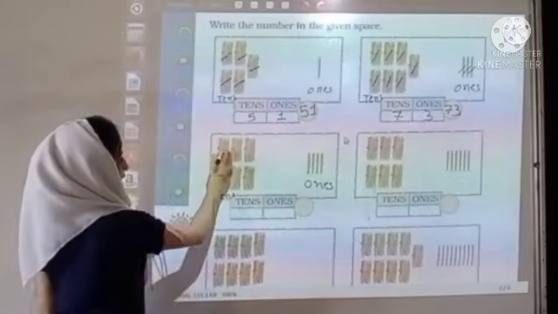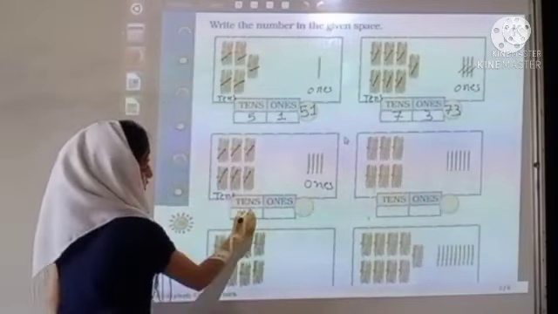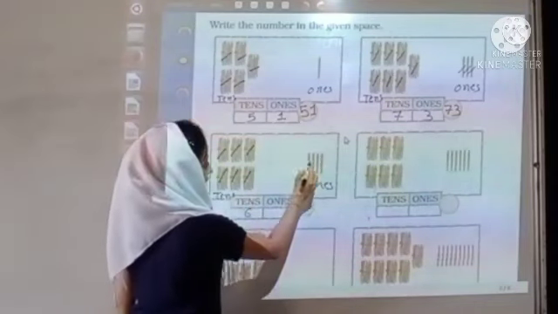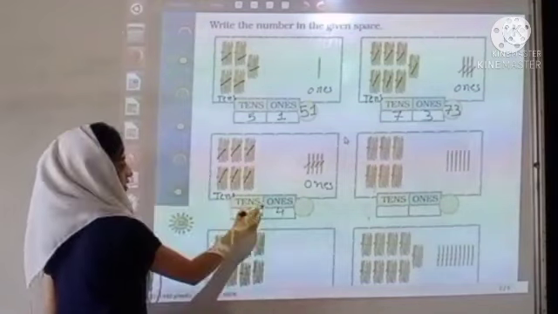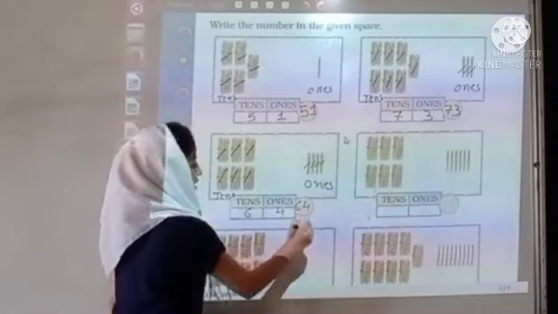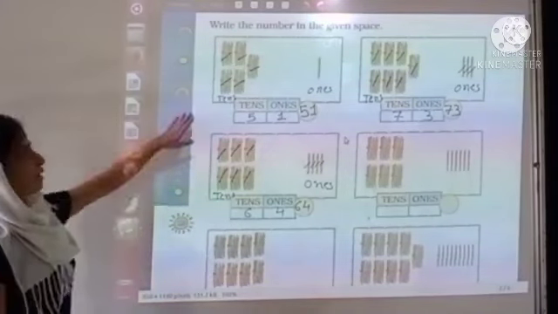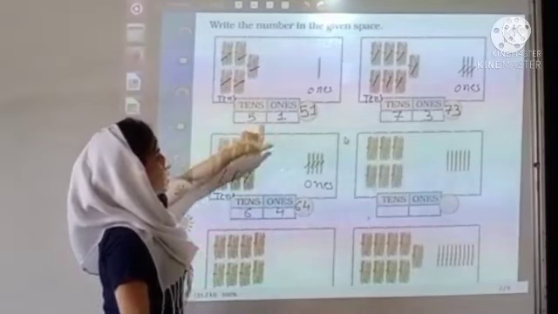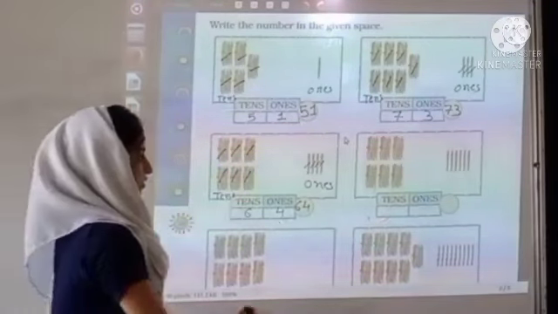So tens in the head 1, 2, 3, 4, 5, 6. So 6 tens and ones in the head 1, 2, 3, and 4. So 6 tens, 4 ones means number 64. Understood students? समझ क्या रहा है ना? आपको यहाँ पे tens और ones consider करना है और उससे जो number form करना है वो लिखना है. Okay. Afterward here.